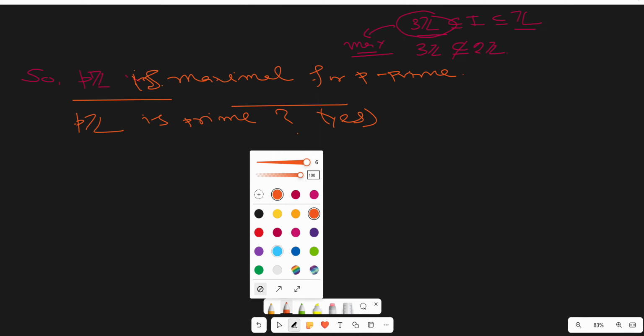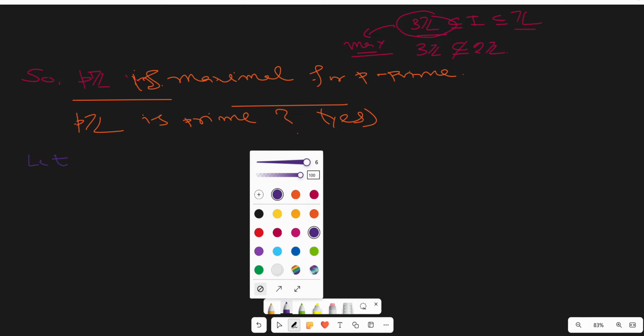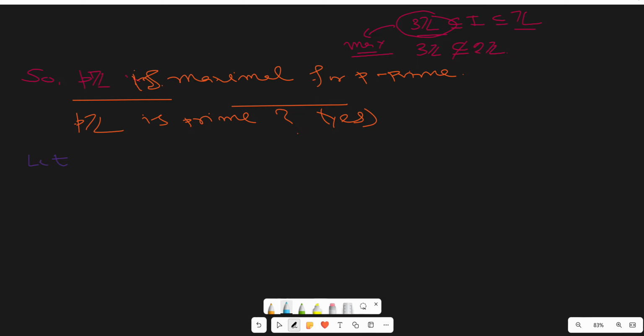Let me just see which color I should take. I don't know which color I should take. Anyways, there are so many colors. Oh, this is really not working. Let me see this.